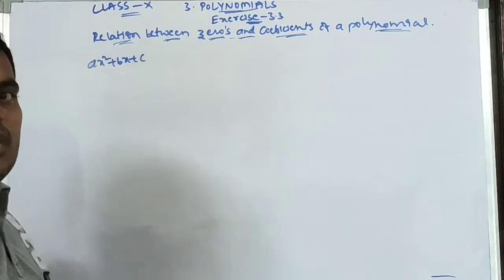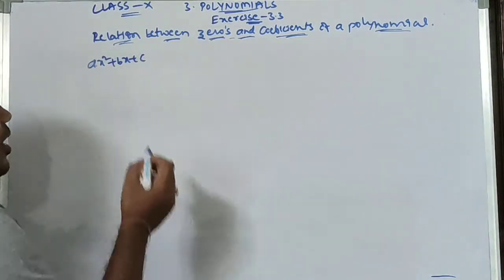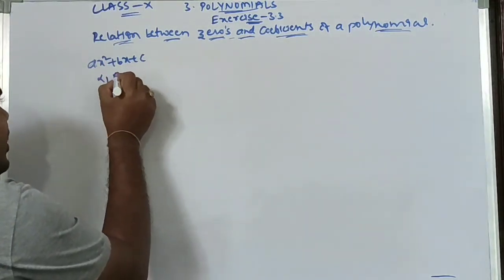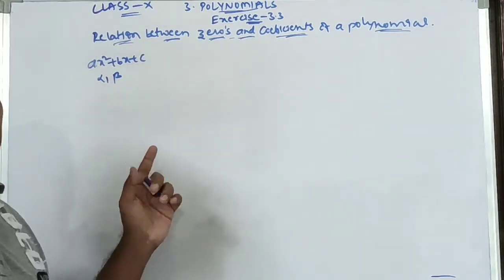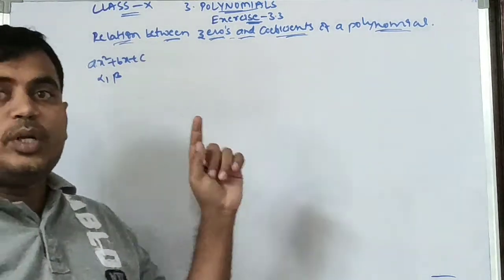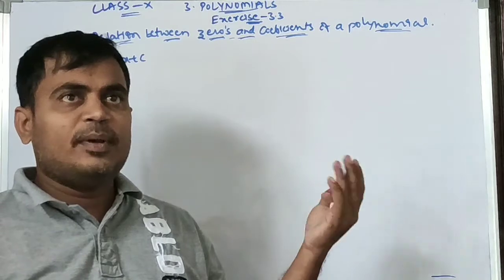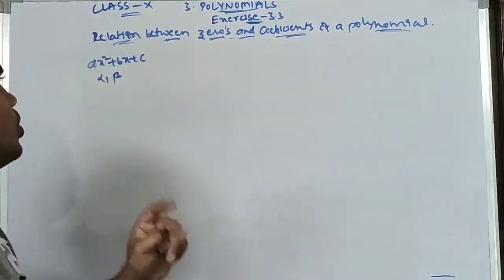So these are the coefficients. And a quadratic polynomial contains two roots, alpha and beta. Alpha and beta may be real or may not be real, but it contains two roots. It contains at most two real roots. Two roots may be real or not. So alpha and beta are two roots.